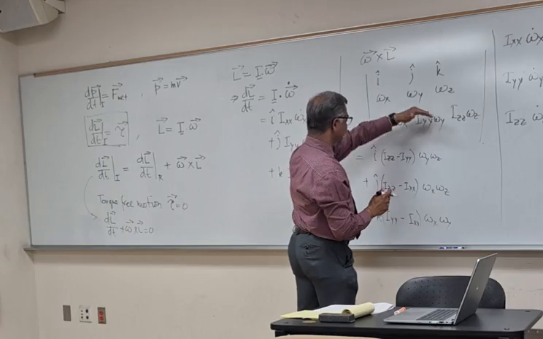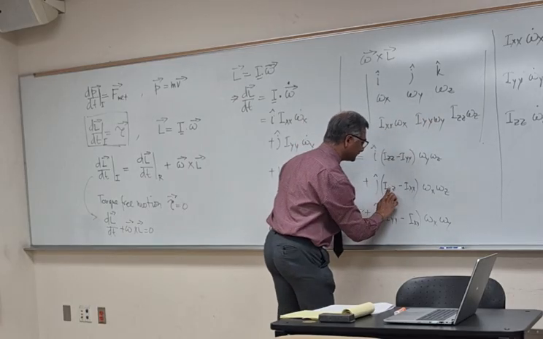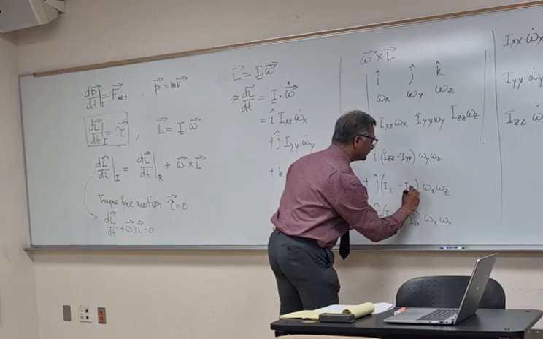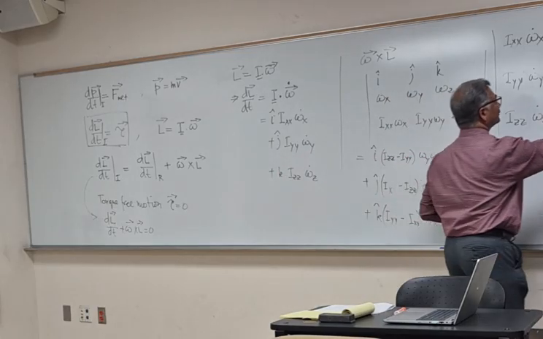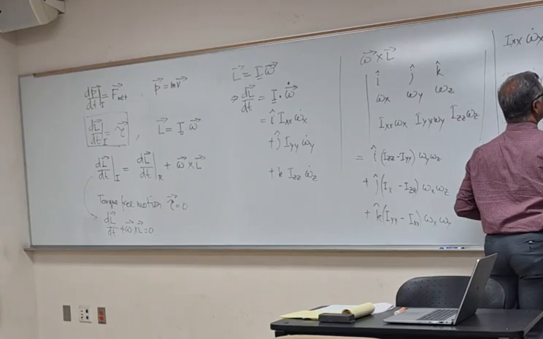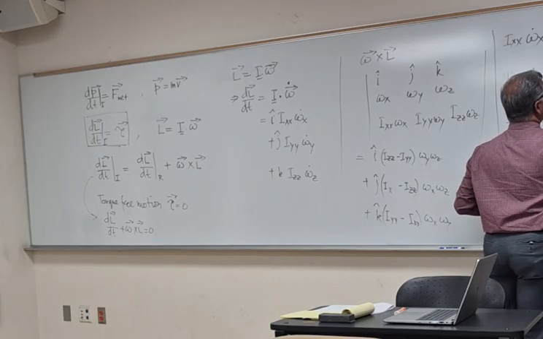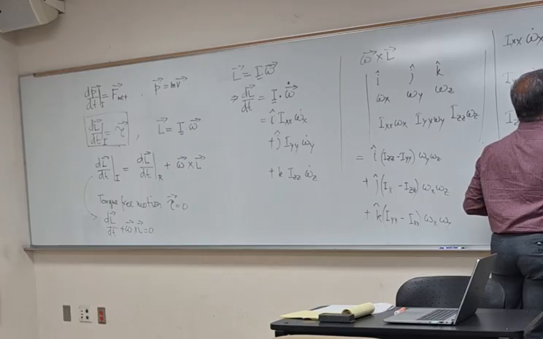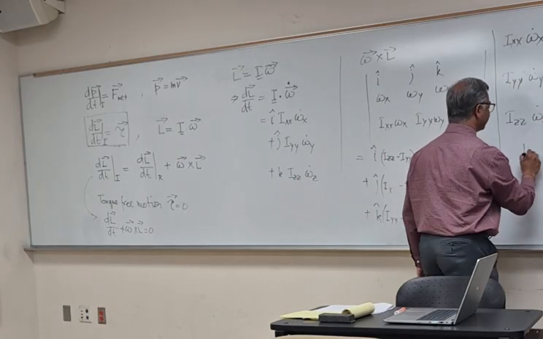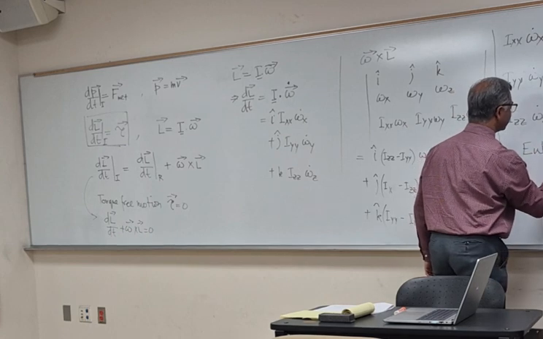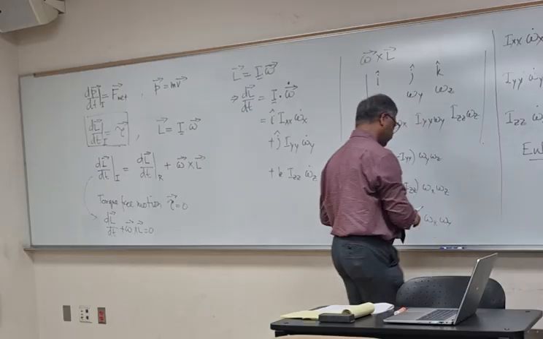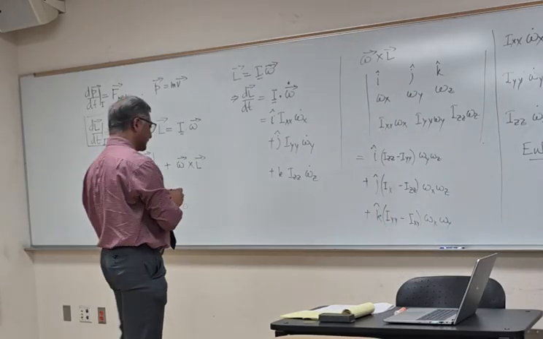I_xx minus I_zz. Oh, so here I made a mistake. I_xx minus I_zz. So it should be the other way around, because when you are taking the middle term, it's the opposite. So these are the three Euler's equations. This is how we get Euler's equations. Pretty plain and simple.